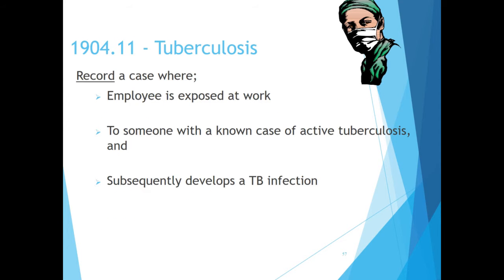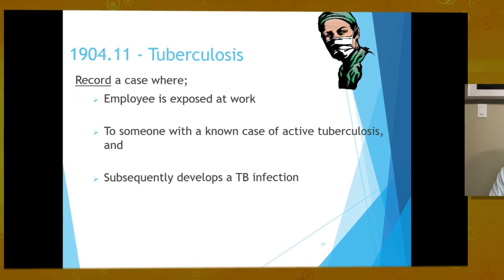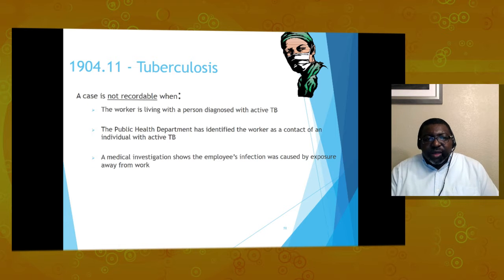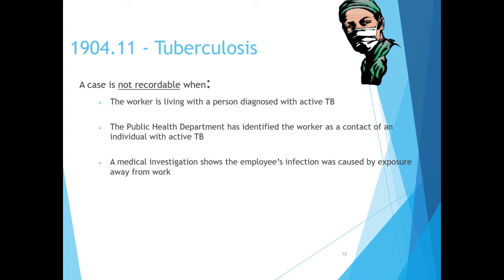Tuberculosis cases. If you are exposed to tuberculosis at work, and there is someone with a known case of active tuberculosis, or they develop active tuberculosis from the workplace setting, then it is recordable, unless the worker is living with the person diagnosed with active TB, or a public health department has identified the worker as a contact of any individual with active TB.